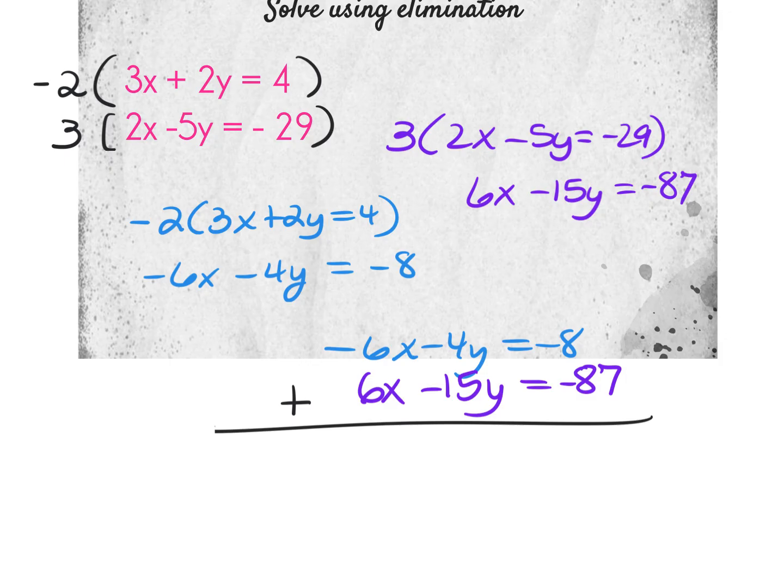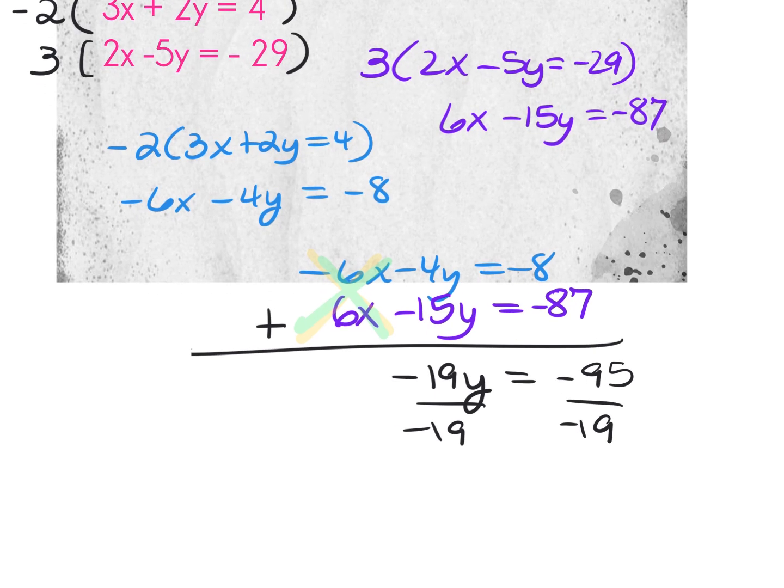So now when I go to combine my like terms here, notice the 6x's are gone. And then now I'm going to add negative 4y plus negative 15y and get negative 19y. And then negative 8 plus negative 87 is negative 95. Divide both sides by negative 19. And we get y is equal to positive 5.